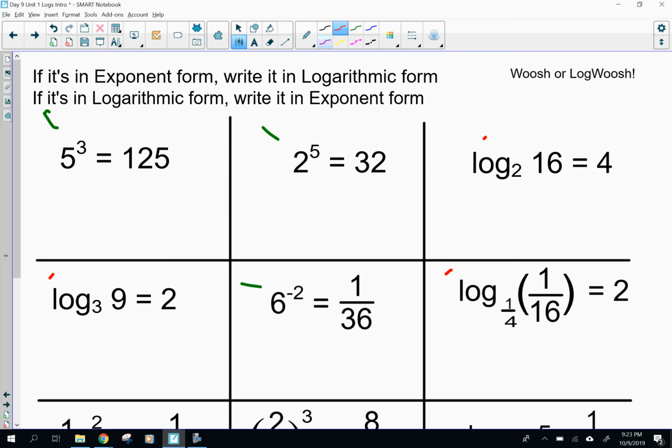One way you can do it is if your exponent expression is always on the left, you just write the word log and then take the base and then pick up the answer and then write the exponent. So log base 5 of 125 is 3. In a logarithm, what it's equal to is always an exponent.